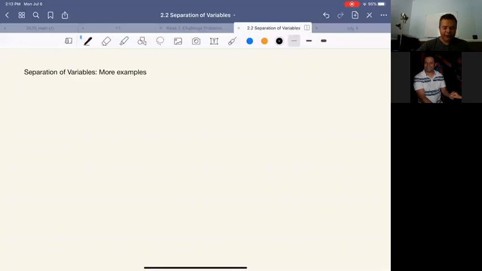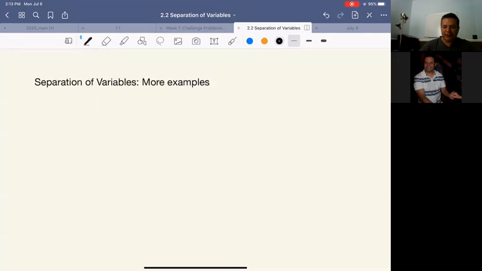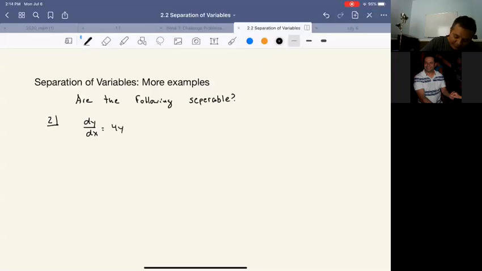All right, welcome back. So the first set of problems are to determine if an equation is separable. Okay, so are the following separable? This is number 2 in your textbook, and it's dy/dx equals 4y squared minus 3y plus 1.